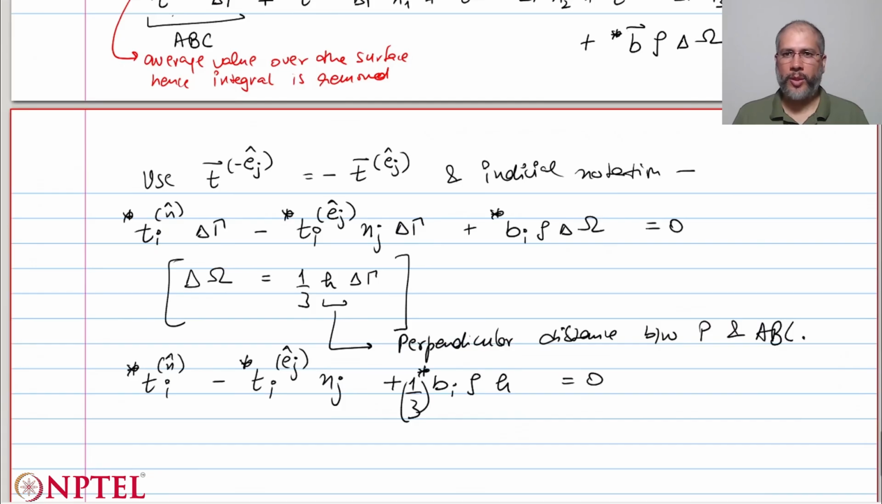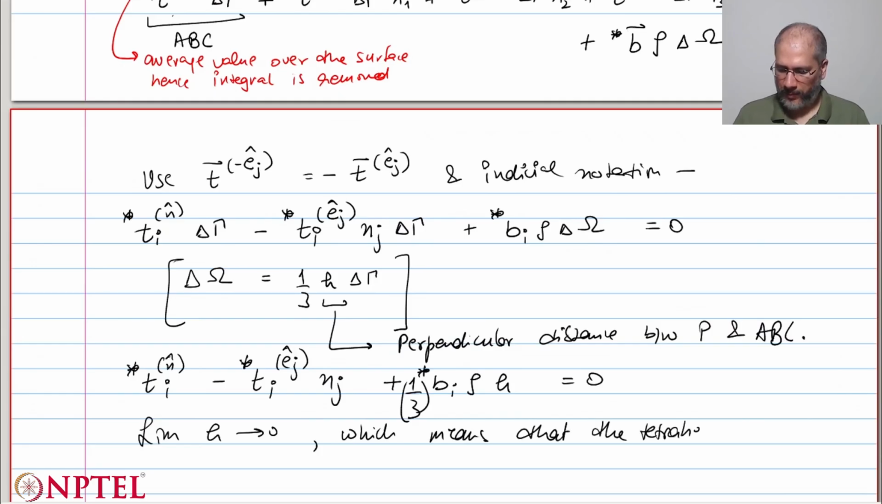So now is where we take the limit of small h tending to 0. So we take the limit h tends to 0, which basically means that the tetrahedron collapses to the point P, because if h tends to 0, the volume of the tetrahedron tends to 0.